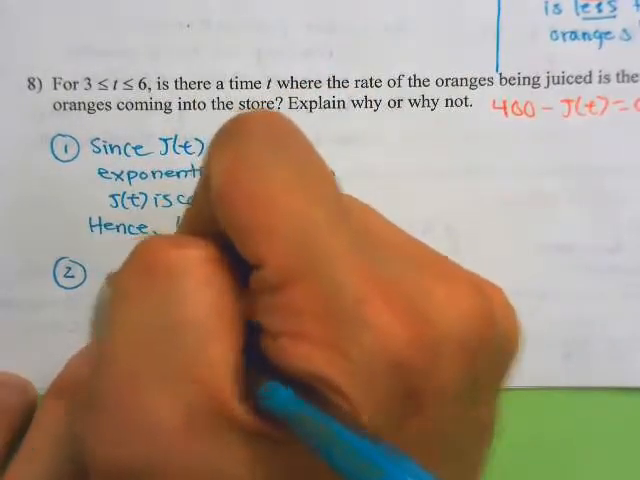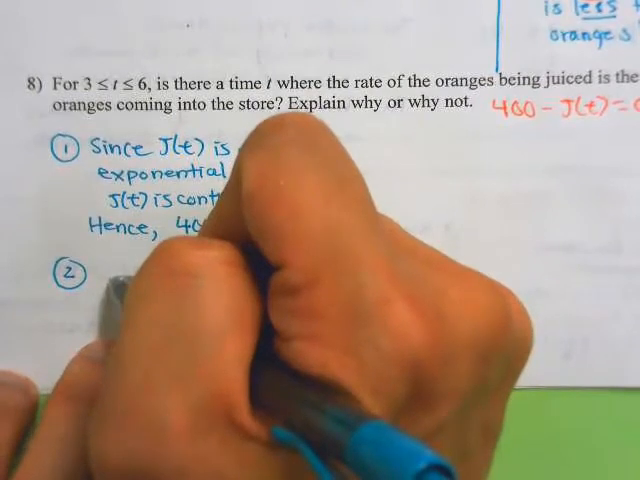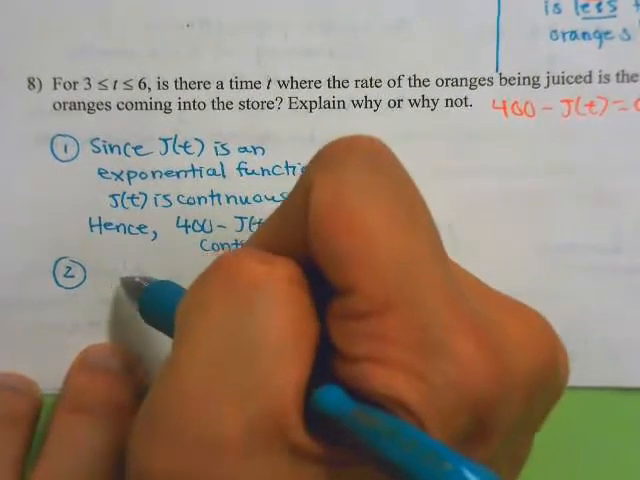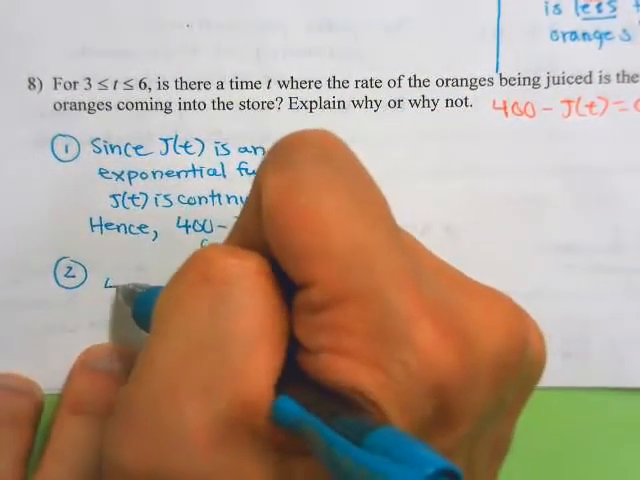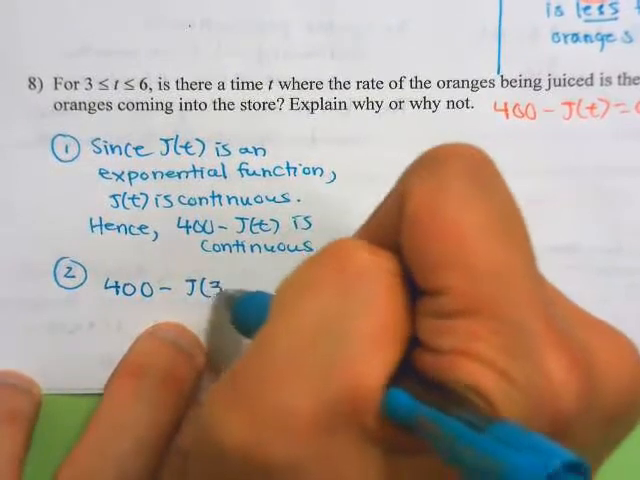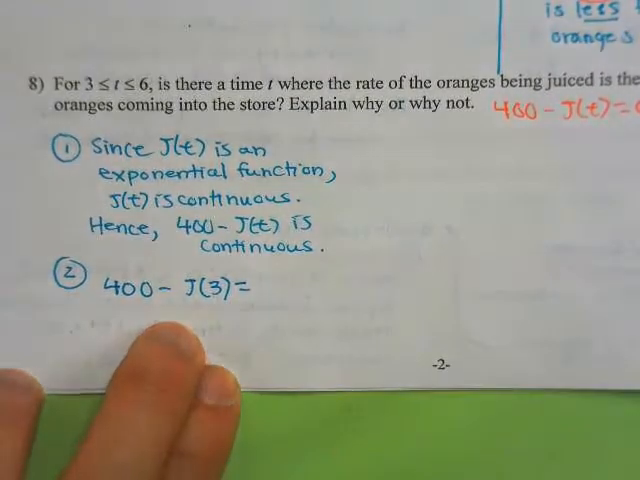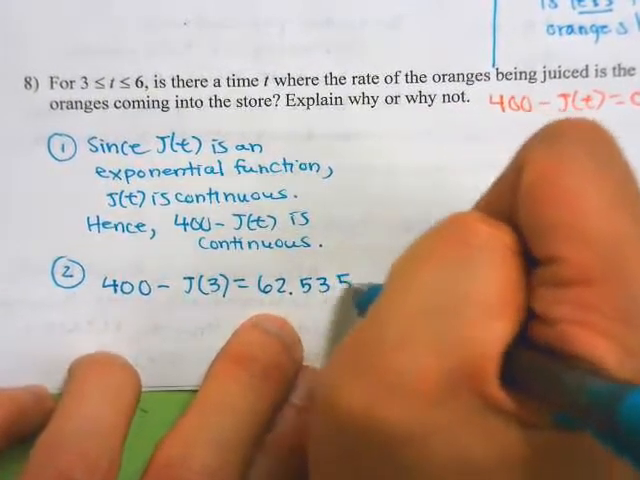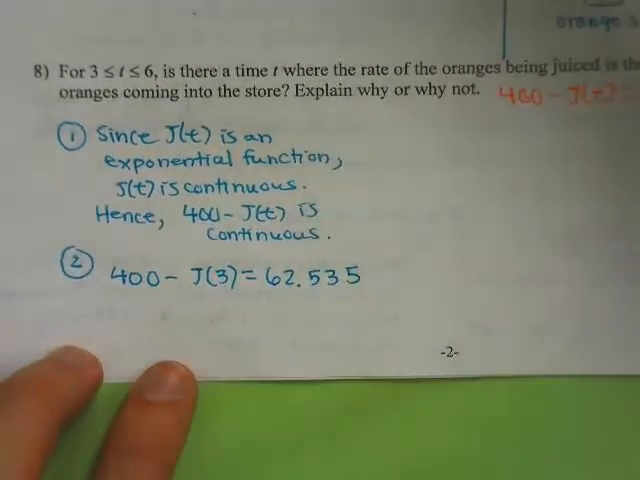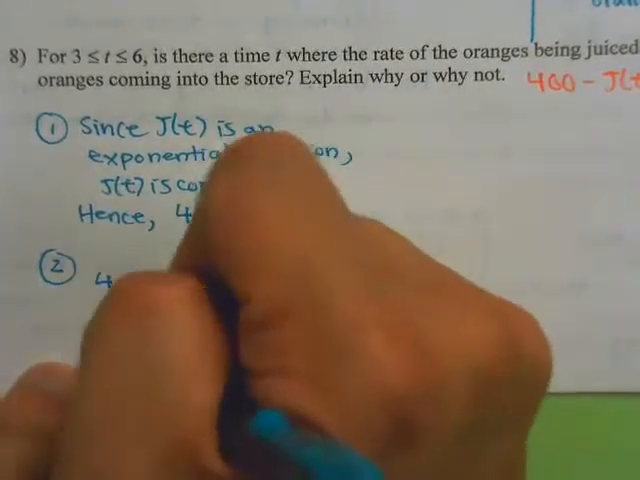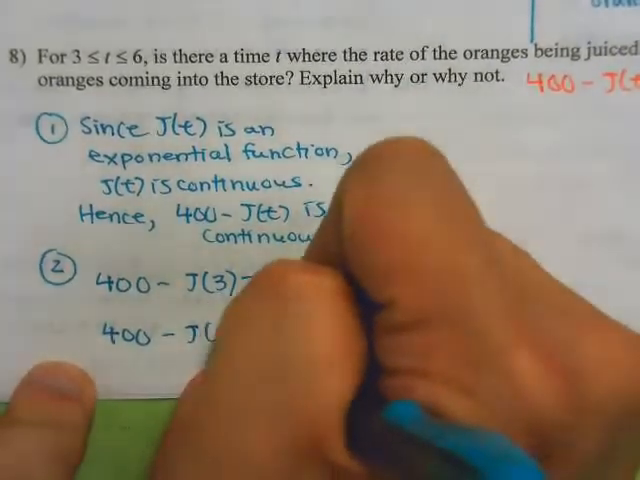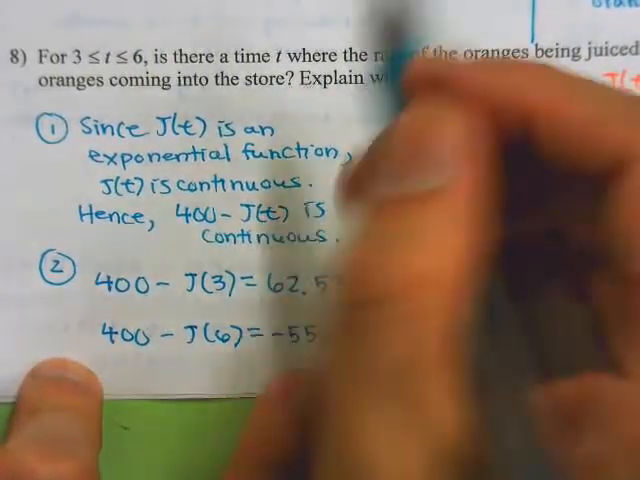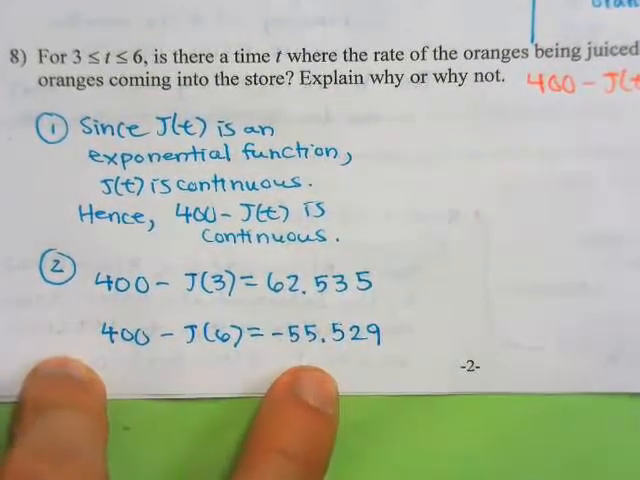Yes. So starting with not just J of 3, 400 minus J of 3, and good thing that's already on the calculator. What was that? 3 decimals. 62.535. Good. Okay, we did the left endpoint. Now let's go ahead and do the right. And then on the calculator was negative 55.529.